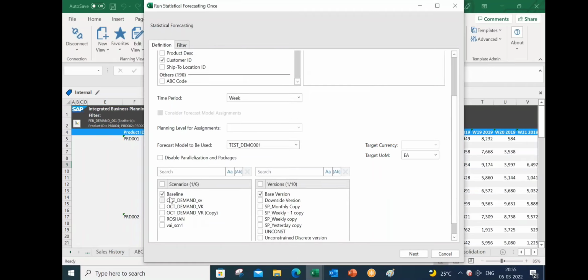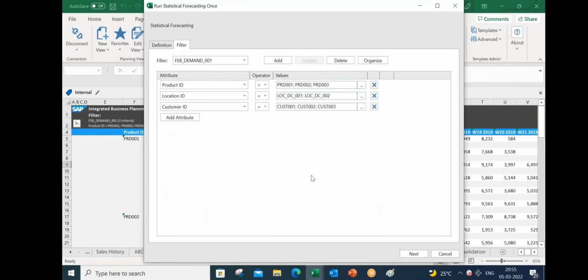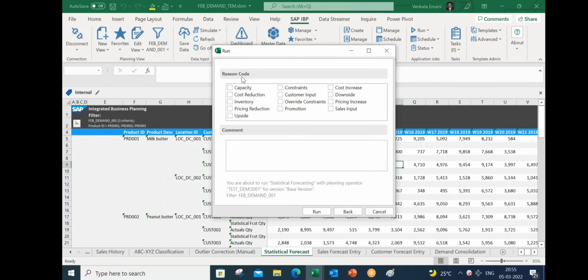My scenario will be baseline and the version will be base version. Scenarios we have not discussed, I'll discuss with you, but for now scenario is baseline and version is base version. Then I have to give my filter here: product, location, customer. I'll click next and run. For reason code, you can just leave it and click run. Reason code is why you are running this; if you want to give any reason, you can select one.